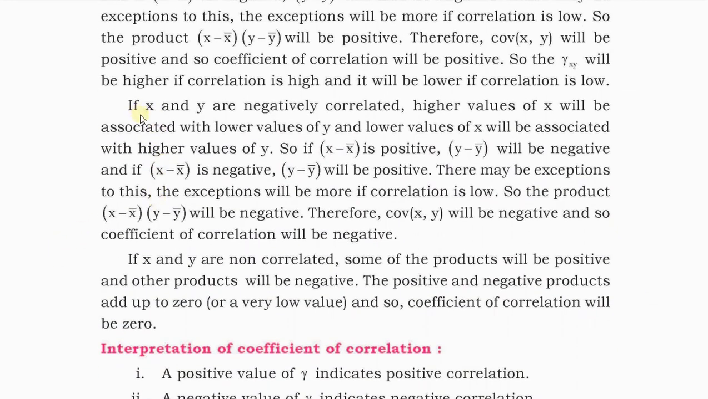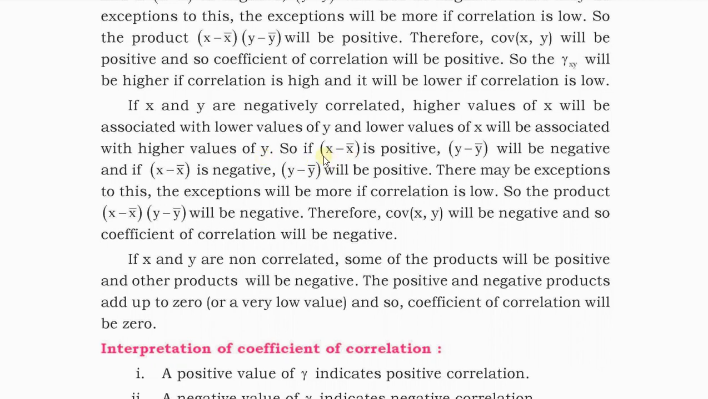Next we will be having negative correlation. If x and y are negatively correlated, then the higher values of x will be associated with the lower values of y, and the lower values of x will be associated with the higher values of y. So if x and y are negatively correlated, then higher values of one variable result in lower values of the other variable. Suppose perfectness exists, then if x increases by 8%, then y decreases by 8%. This will be perfect negative. Or else if x increases, y decreases, or if x decreases, y increases. So this is called negative correlation.